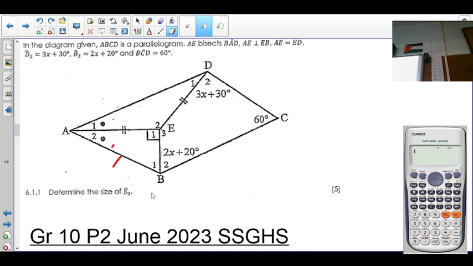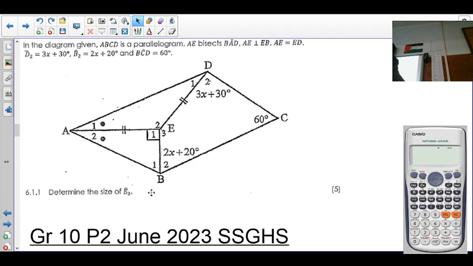So the question says, I'm just reading it through in case we're missing something. In the diagram given, we are told that ABCD is a parallelogram. AE bisects angle A as indicated there. Then we are told that AE is perpendicular to EB, so E1 is 90 as indicated there. We are also told that EA is equal to ED. If that is the case, D1 is equal to angle A1. The question says, determine the size of E3, and that is for 5 marks.